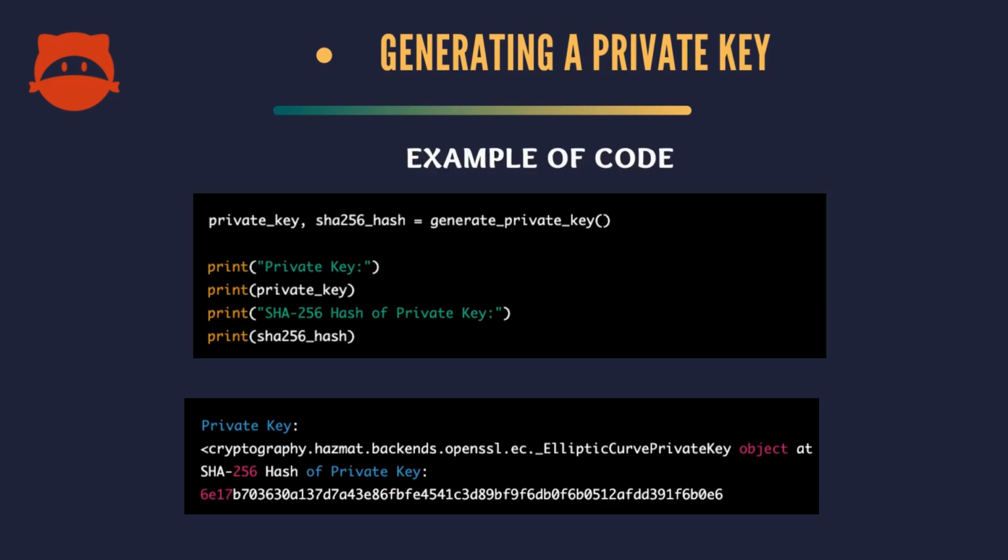Here's an example of how to use this script to generate a private key. It will output the generated private key object as well as the SHA-256 hash of the private key. Note that this is just an example, and in practice, you should always use a secure random number generator and a strong hash function when generating private keys for use in ECC-based public key encryption.